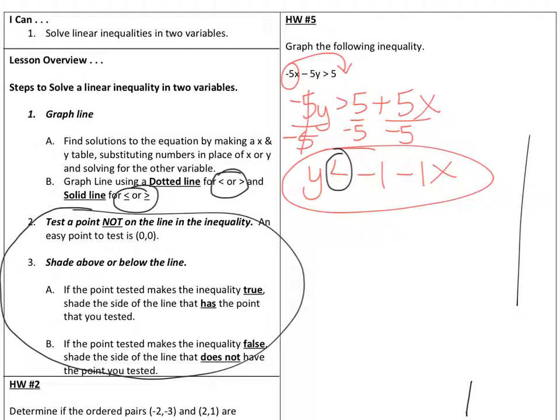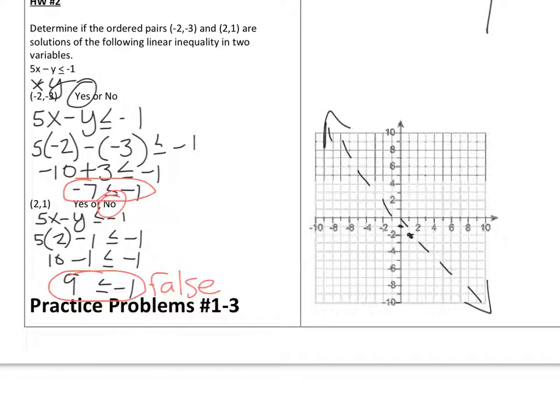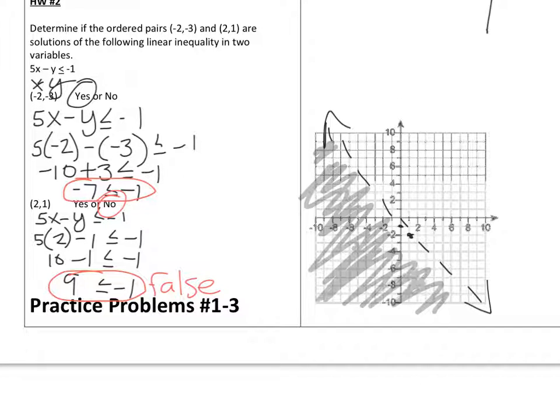But because this is less than, that means everything below the line is going to be shaded. So we would shade this side of the line. And there's a tool in MATLAB that looks like a paint bucket, and you'll just click this side of the line and it'll shade that all in yellow.